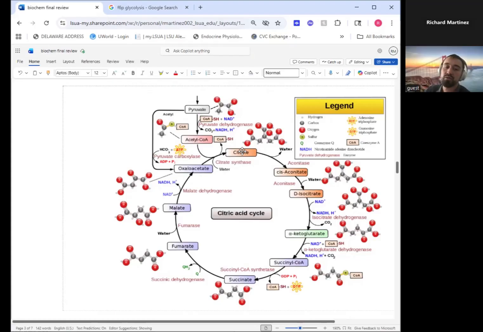Okay. 1, 2, 3, 4, 4 carbons, oxaloacetate. Citrate: 1, 2, 3, 4, 5, 6. Okay. That makes sense?